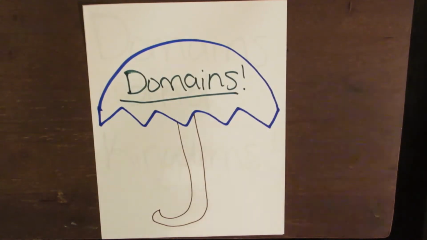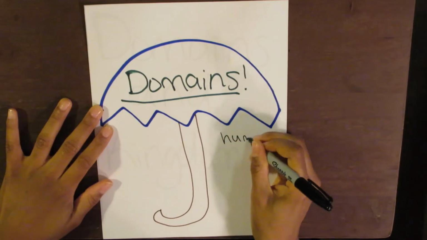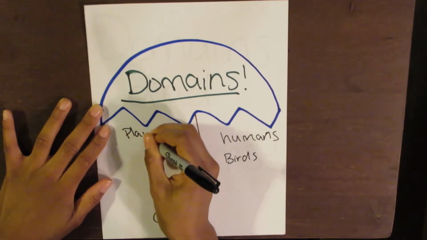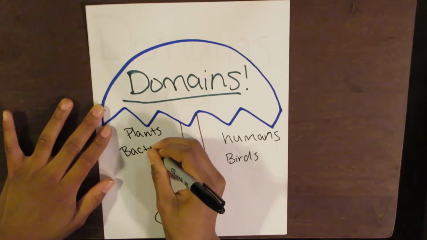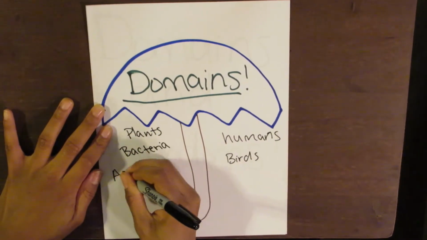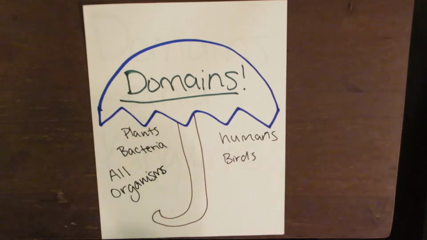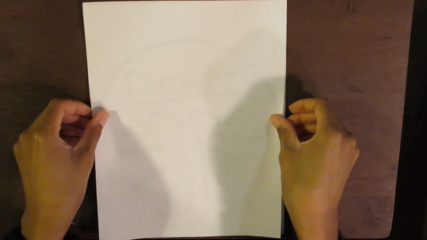So let's see what's going to fall under our domain. Let me see. We have humans. What else do we have? We have birds. What else? We got plants, bacteria. Look at all this stuff. All organisms are going to fall under this domain umbrella. And that's what I want you guys to think about when you think of domain, an umbrella.